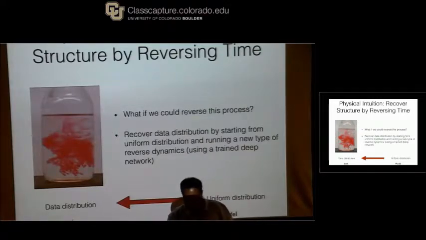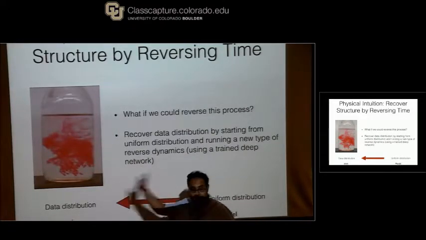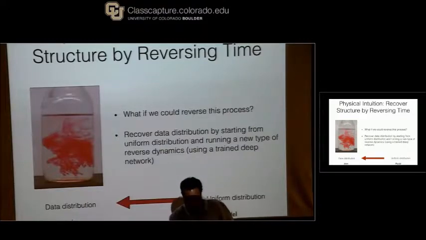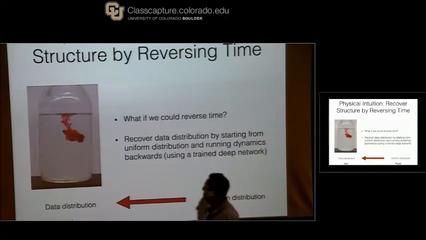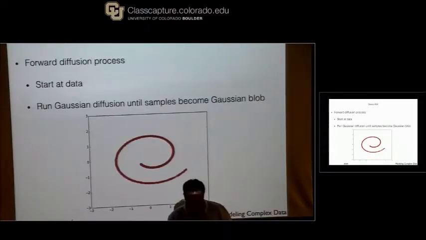But of course, we don't run diffusion backwards. We train a neural network to reverse the diffusion. So that's this idea. So how does it work? Let me give you, and I will switch to the movies.